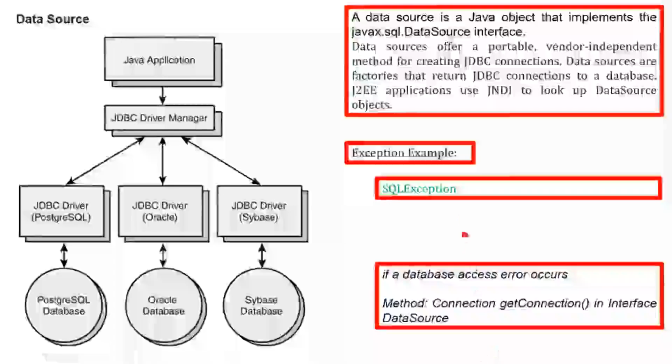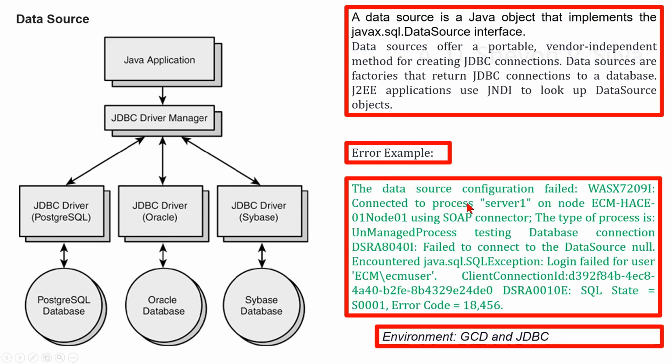Exception example: we can consider SQLException, thrown if a database access error occurs in the method getConnection in interface DataSource. As an error example, we can consider this error that occurred in an environment with GZD and JDBC. The data source configuration failed. WAX72091, connected to the process server 1 on node, etc.